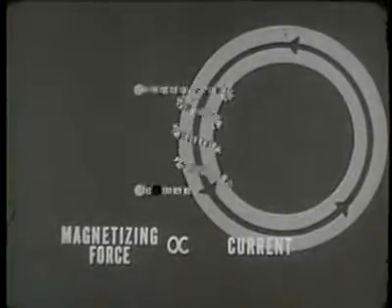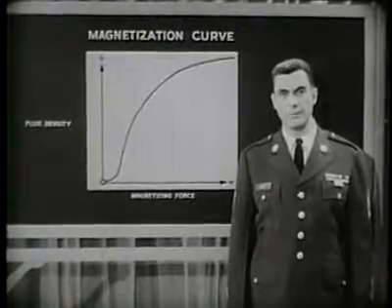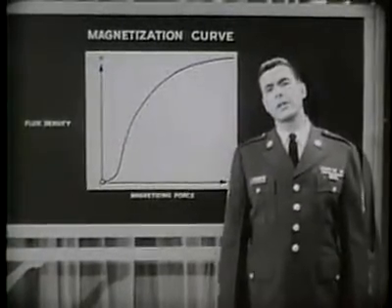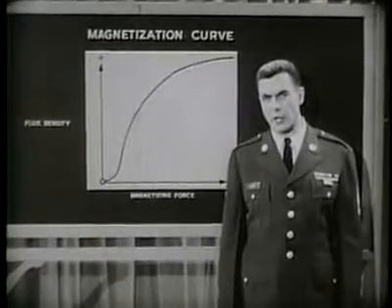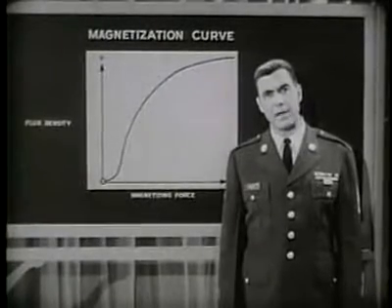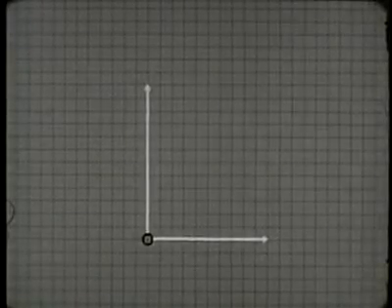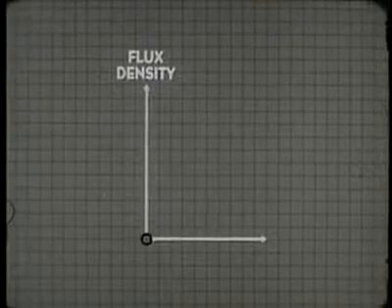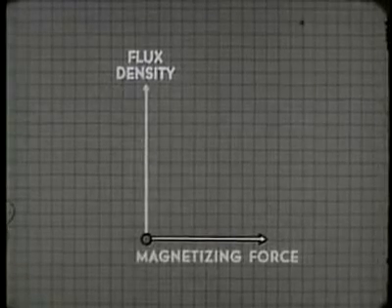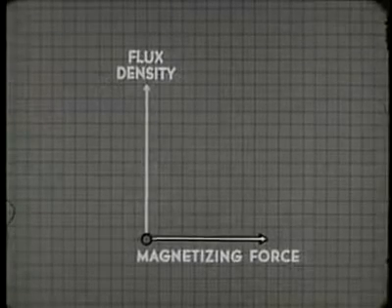Suppose we increase the amount of current. Will the total magnetism of the core also increase? It will, but not proportionately, as we'll see on this graph. We're going to take a minute and trace the magnetization curve of a core, because in this way we can point out some of the characteristics that make cores so useful. We measure the magnetism of the core in terms of its flux density, which is the number of magnetic lines of force per square inch. The horizontal axis will represent the magnetizing force of the winding. Remember that the magnetizing force is the cause and the flux density is the effect.